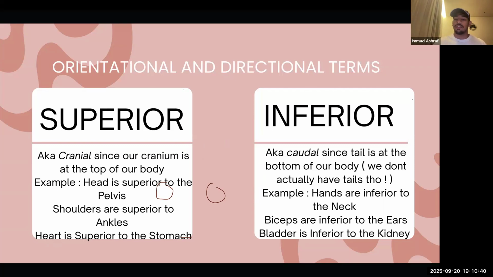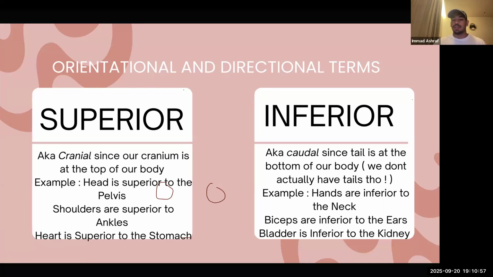So why is caudal called inferior? Caudal translates into tail, and us humans don't have tails, but according to evolution, we evolved from monkeys, right? And monkeys have tails, and their tails are at the bottom of their body. That's why inferior is also referred to as caudal.